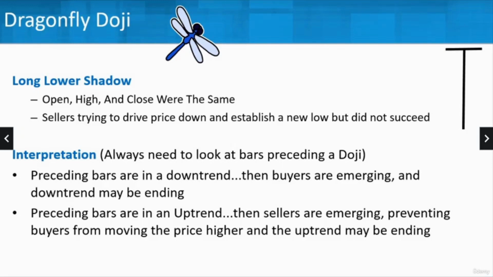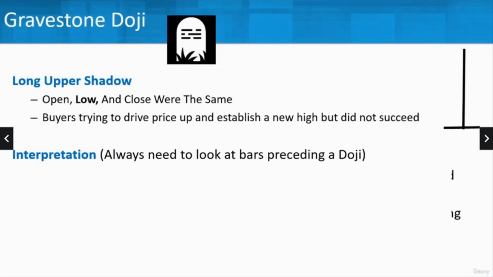So again, the doji itself, you can't look at that and say, oh, we're going to start buying, or oh, we're going to start selling. You have to look at the preceding bars and whether they're in a downtrend or an uptrend. And you'll see that with some of these other examples as well. So that's a Dragonfly Doji. Let's look at a Gravestone Doji.